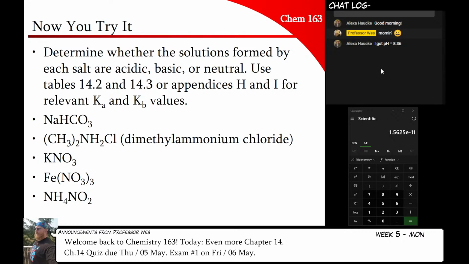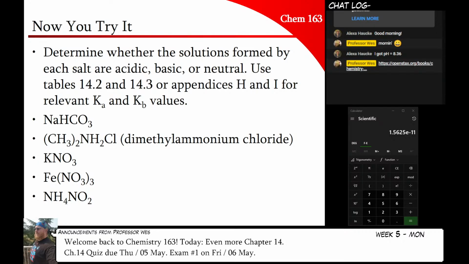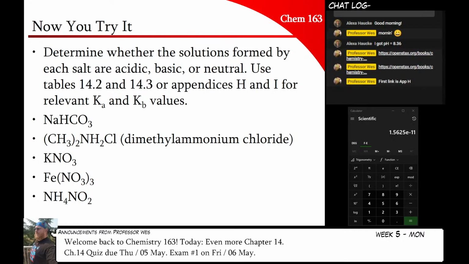So here's Appendix H. Here's the quick link to it. And then here's Appendix I. Unfortunately, it's going to truncate these links so that they look the same. So let me type in: first link is Appendix H. Second link is Appendix I. There you go. Now you have that in the chat, and it'll stay there online forever until the end of civilization.